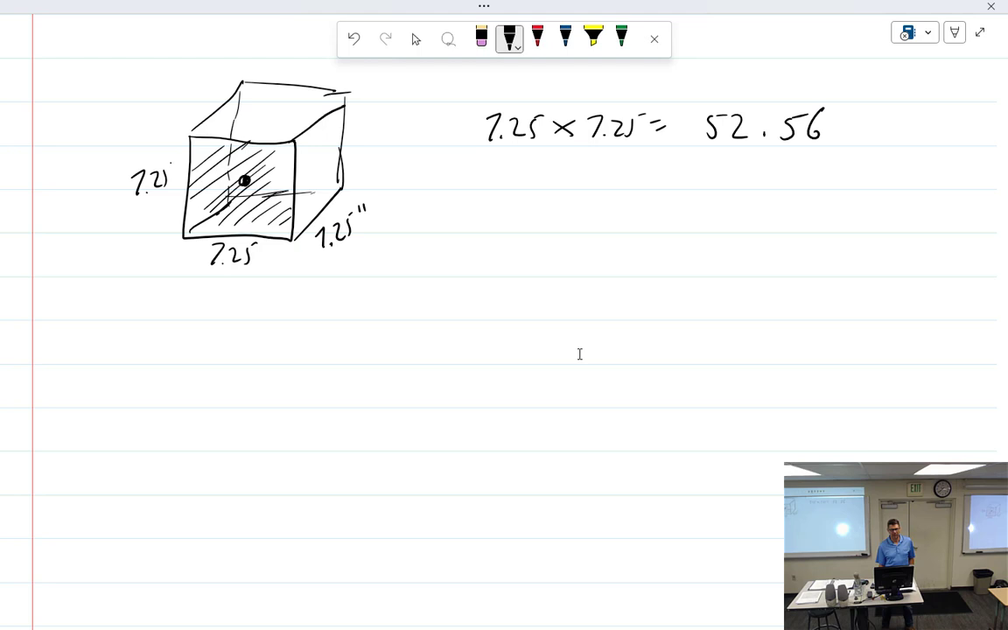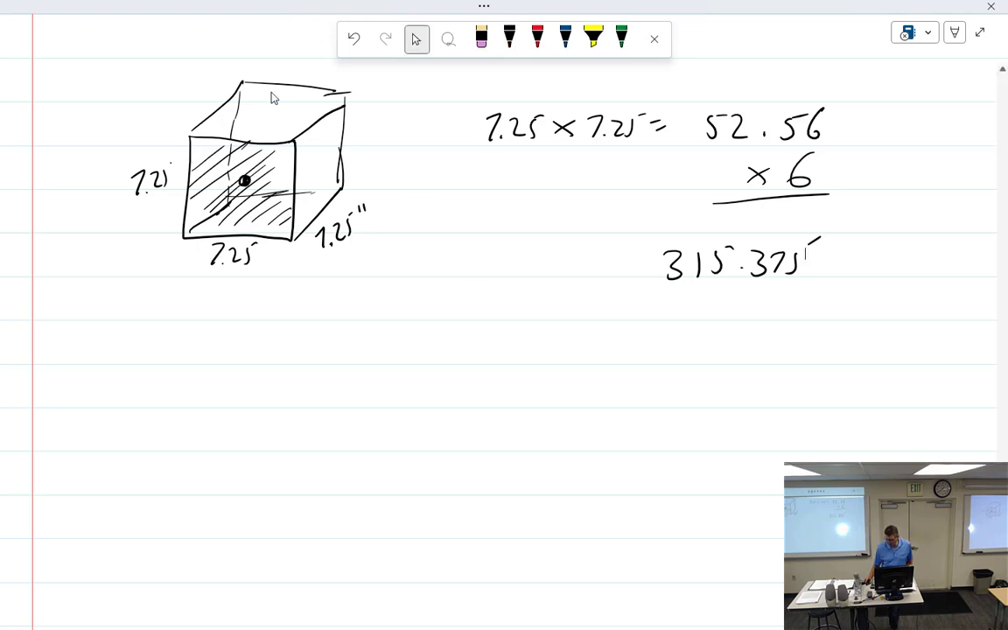Opposite sides of a die always equal 7, so if this side is the one, the other side is 6. Anyway, the surface area of one face is 52.56. How many faces do we have? 6. So we multiply that by 6. We get 315.375 to be exact, if you didn't round on your calculator. So there we go.